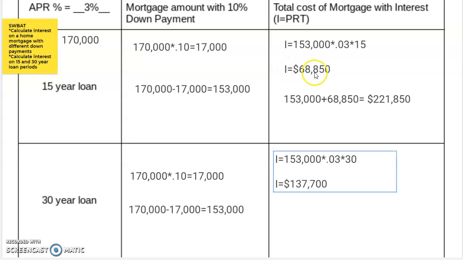So up here, you're going to be paying $68,850 in interest for a 15-year loan. And down here, it's going to be $137,700 for a 30-year loan.